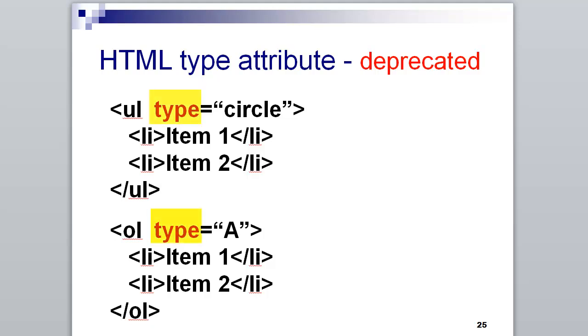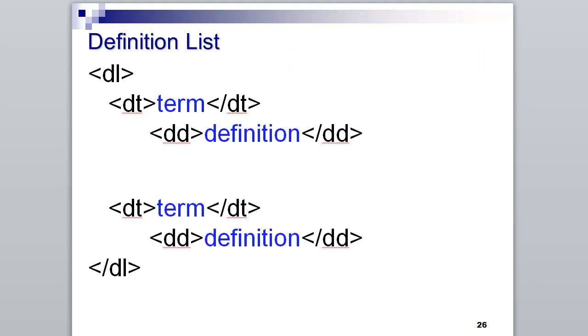I would like to bring to your attention the type attribute, which has been deprecated as of XHTML. It used to be used to change the marker type for both the UL and the OL list. That has since been deprecated in favor of using style sheets.